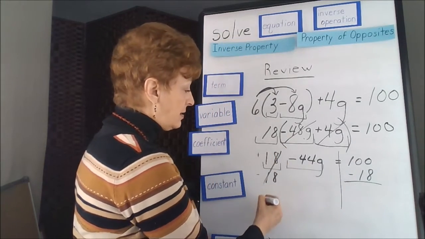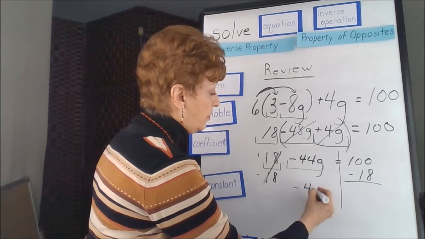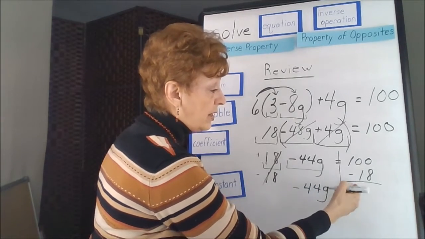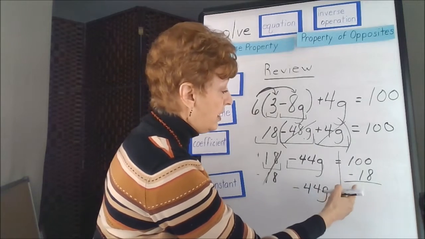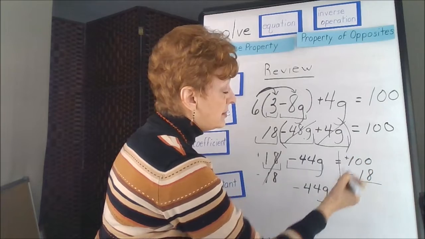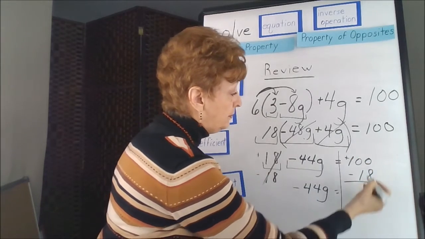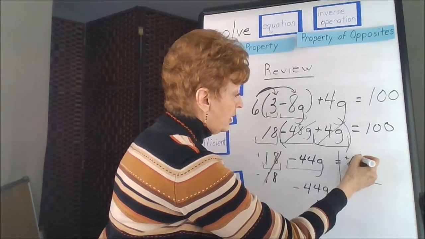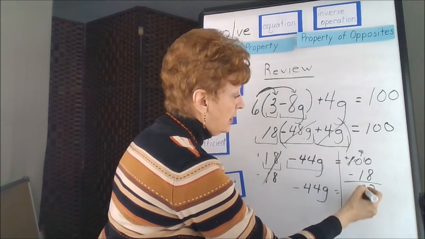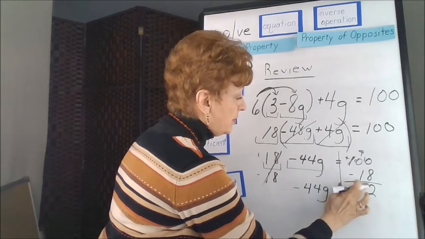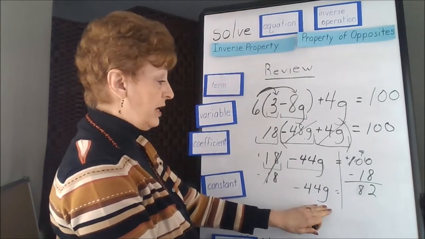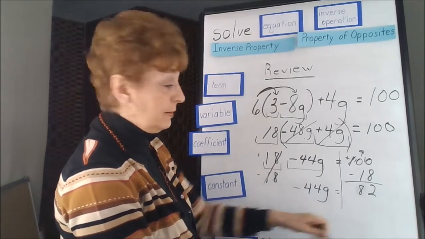This eliminates it. I'm left with negative 44g on this side equal whatever the math calculation is here. It is a subtraction problem because this is a positive 100. So we're going to regroup. We're going to get a 2 and an 8, so that's crooked, but it's 82. Negative 44g is equal to 82.